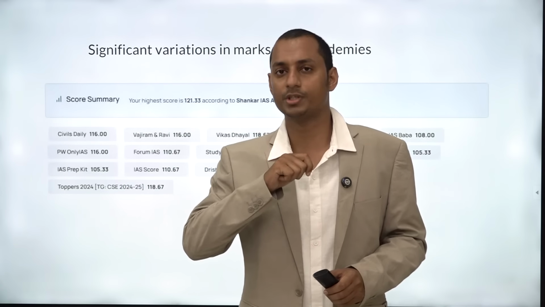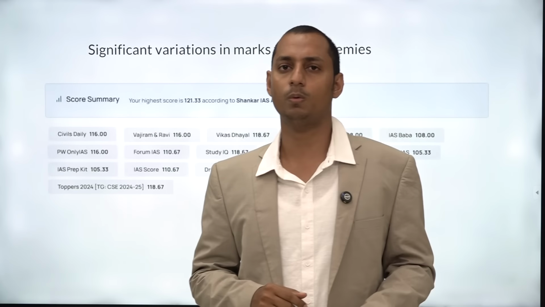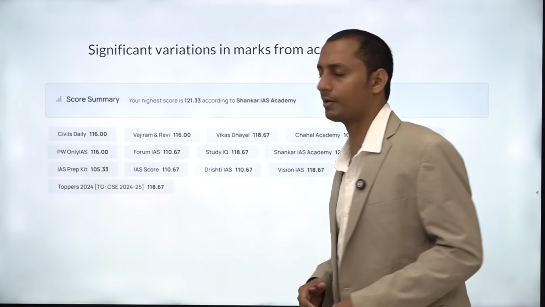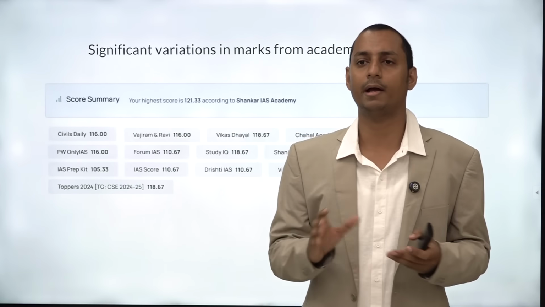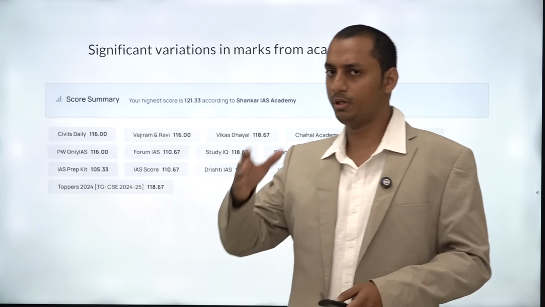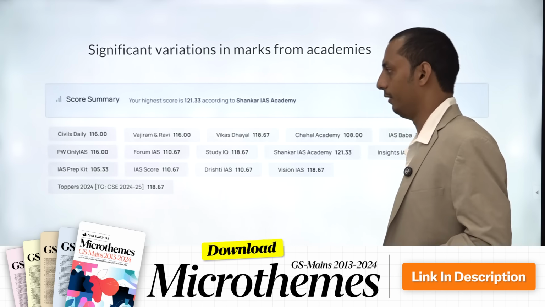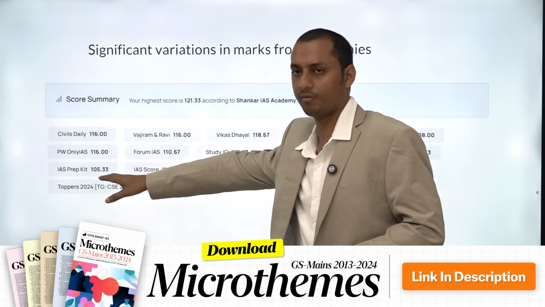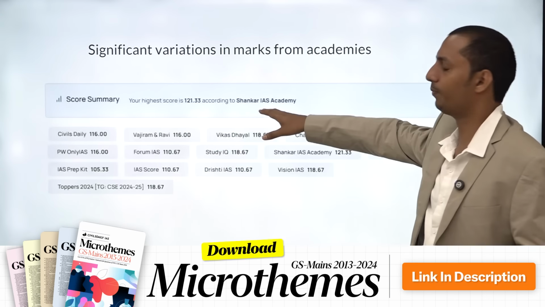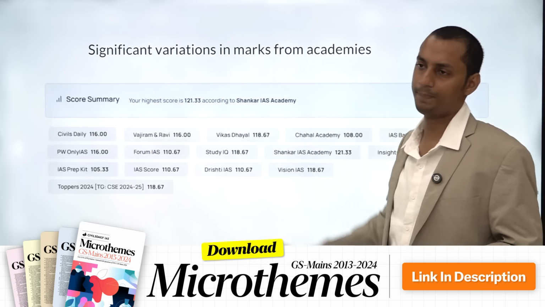We have 8 controversial questions, right? So, n number of students have actually shared their marks with us using different tools such as ConvertIS and other tools. Okay, so if you can see the marks regarding the students here, you can see that the lowest marks that a student got was 105 here, and the highest marks was 121.